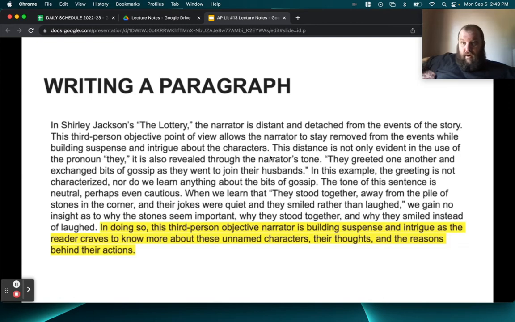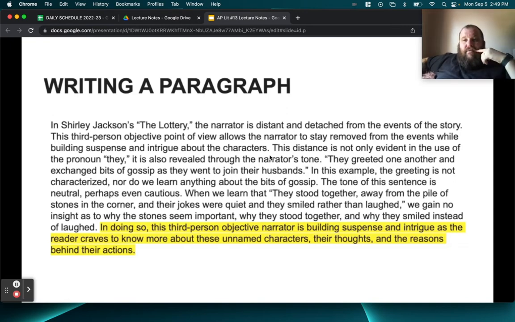So in doing so, kind of wrapping it up, the third person objective narrator, referring back to our claim. Why is the third person narrator, what is the function? In doing so, this third-person objective narrator is building suspense and intrigue as the reader craves to know more about these unnamed characters, their thoughts, and the reasons behind their actions.